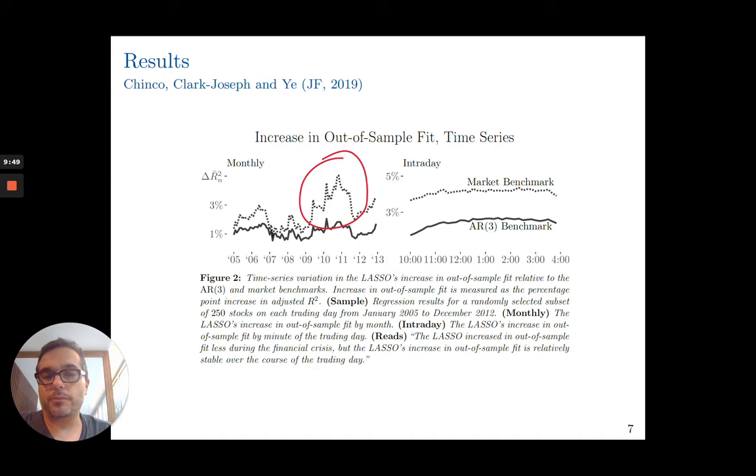And also, is this stable over the day? They say that when you see the picture here on the right-hand side, the increase in R squares starts a little bit lower in the beginning of the day, but after 1 hour of trade, it stabilizes. Okay? So it seems it's a pretty robust result.